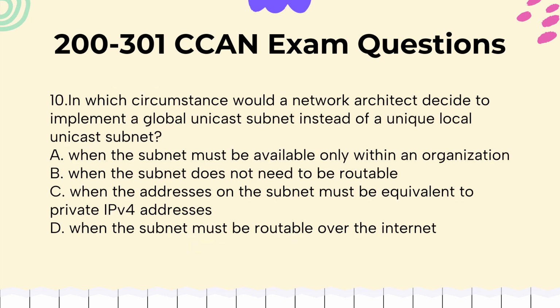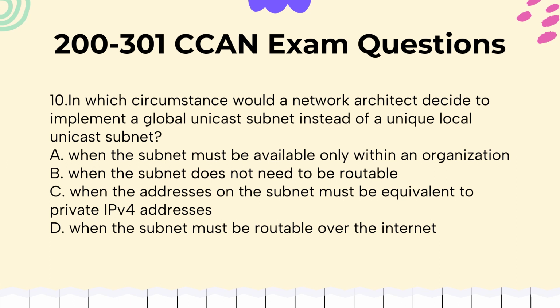10. In which circumstance would a network architect decide to implement a global unicast subnet instead of a unique local unicast subnet? A. When the subnet must be available only within an organization. B. When the subnet does not need to be routable. C. When the addresses on the subnet must be equivalent to private IPv4 addresses. D. When the subnet must be routable over the Internet.